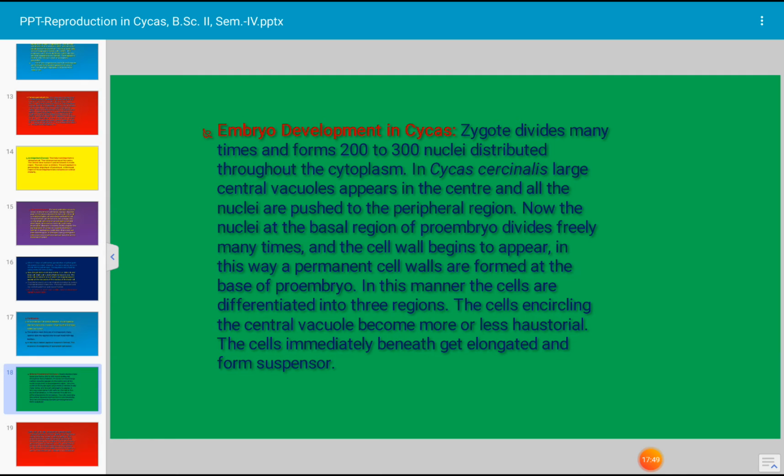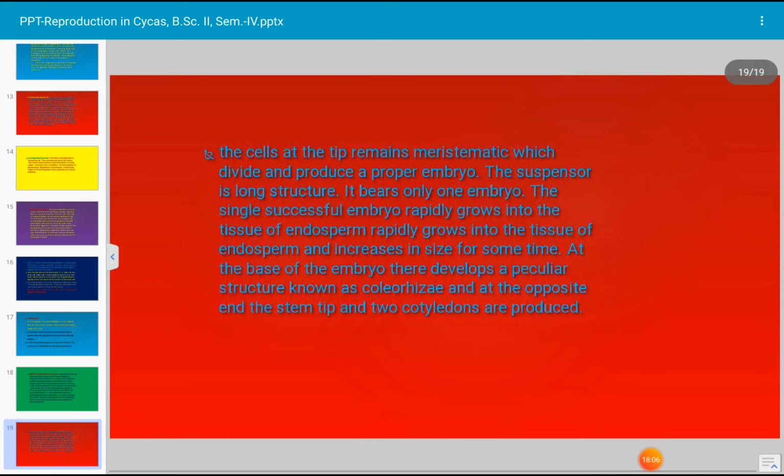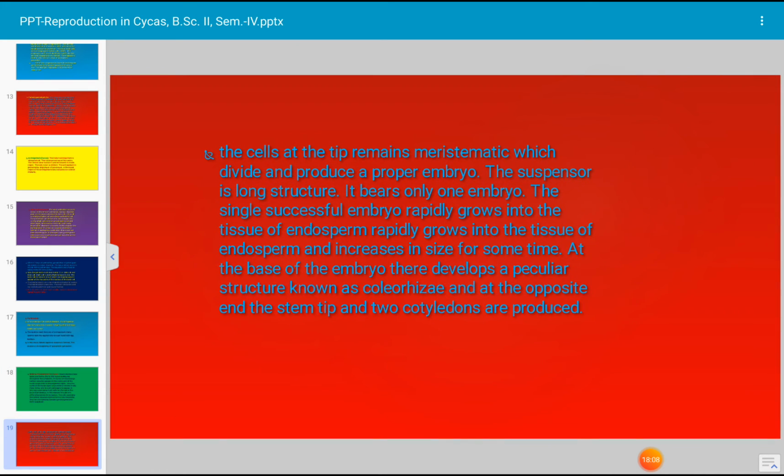In this manner, the cells are differentiated into three regions. The cells encircling the central vacuole become more or less haustorial. The cells immediately beneath get elongated and form the suspensor. The cells at the tip remain meristematic. Meristematic tissue is highly dividing tissue. Continuously this tissue divides and produces a proper embryo. The suspensor is a long structure. It bears only one embryo.